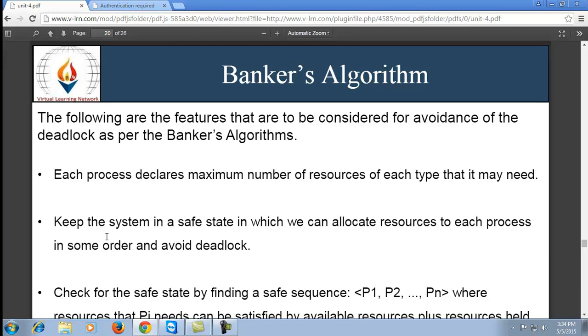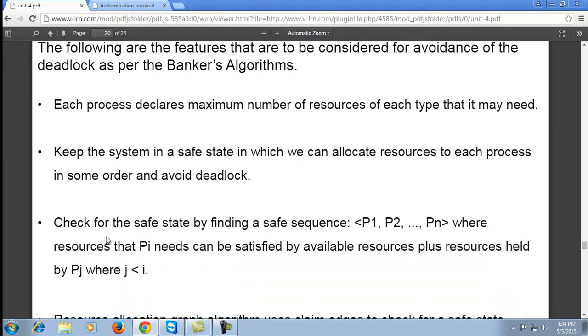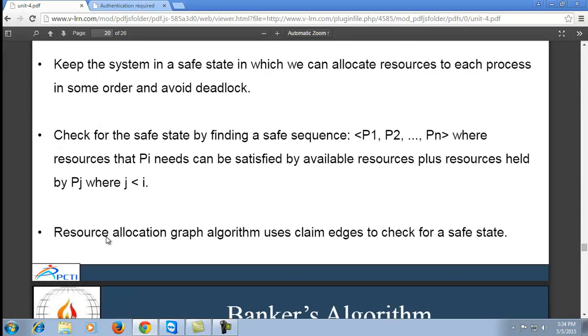Next, keep the system in a safe state in which we can allocate resources to each process in some order and avoid deadlock. Define the ordering for allocation of resources to the number of processes in that scenario. Next is check for the safe state by finding a safe sequence: which resource is allocated to which process first? Like there are a number of processes P1, P2, up to Pn, where the resources that Pi needs can be satisfied by available resources plus resources held by Pj, where j is less than i.